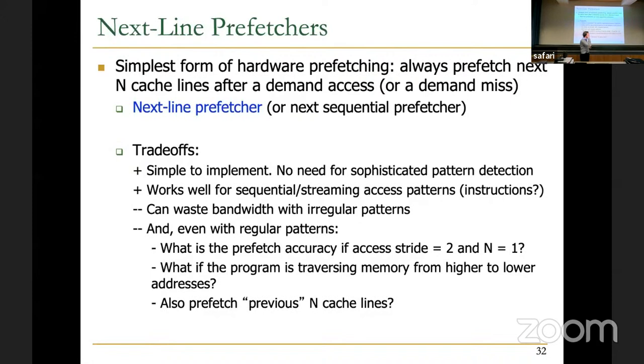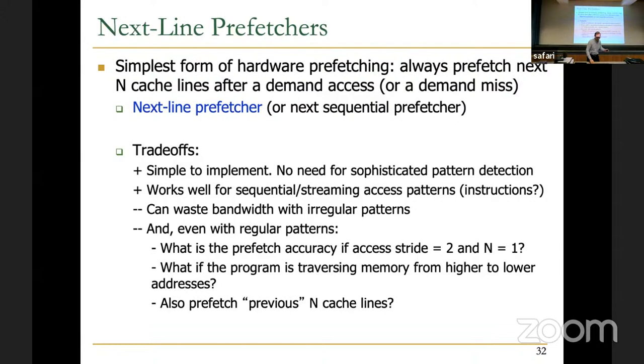If you have stride equals 2 and your N equals 2, then it's 1 health. Basically, you're prefetching the next cache block and the next cache block, and you're always touching the next cache block. Then it's 1 health, yes. So you can do these calculations. And then there's another issue.